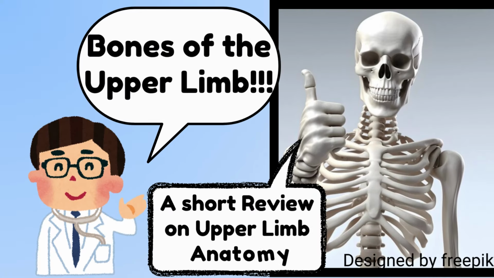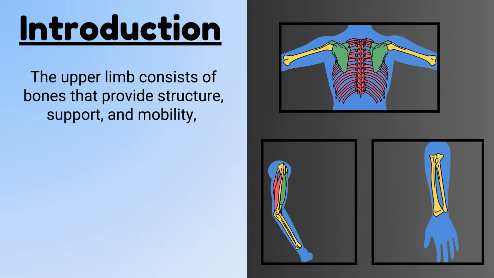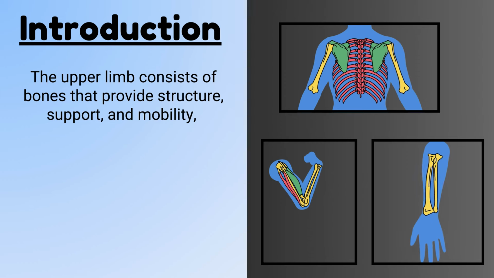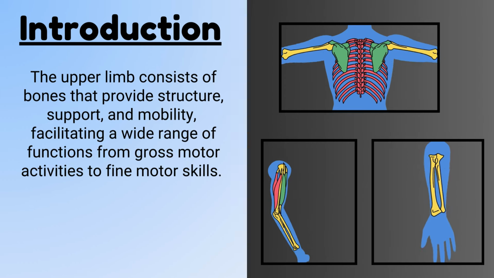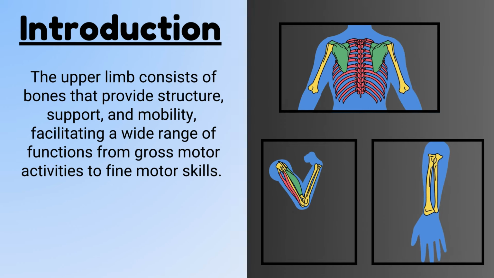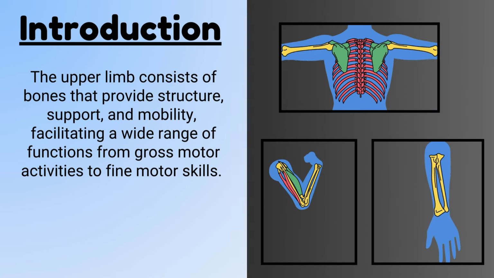In this video, we will discuss the bones of the upper limb, a short review on their anatomy. Introduction. The upper limb consists of bones that provide structure, support, and mobility, facilitating a wide range of functions from gross motor activities to fine motor skills.